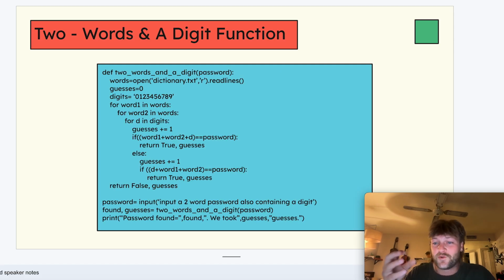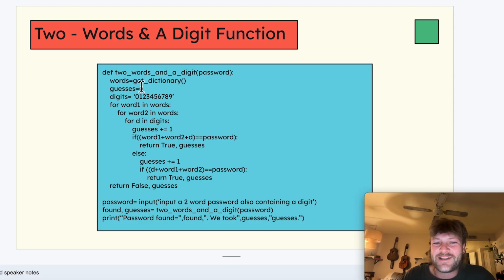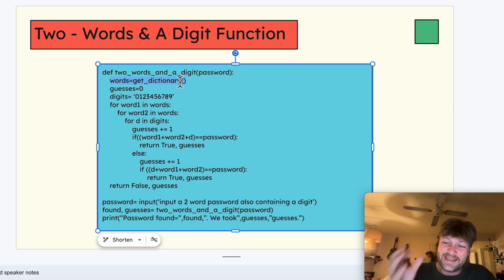So this is the actual code that we'd want to end up using. Please do keep in mind, this guy is actually supposed to be get_dictionary. So let me make that change here. So words equals get_dictionary. So you'll remember that's going to assign words to become a list of all the different words that were in that text file. We're going to set guesses equal to 0.